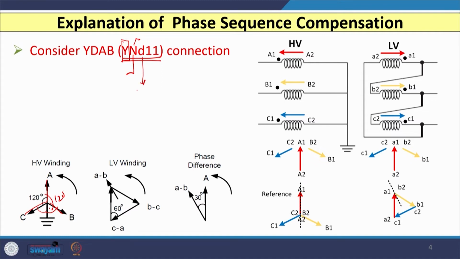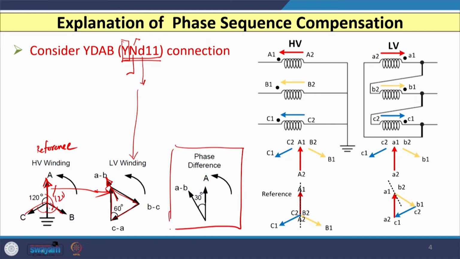So, the LV winding is connected in delta, and if you see the phasor of this, the phasor looks like this. If you compare this phasor, the HV winding phasor, which is normally considered as reference, with the LV winding phasor, then you can see that you will have the phasor diagram like this. And if I consider the HV winding phasor as the reference, then compared to that the LV winding phasor is leading by an angle of 30 degree. So, let us see how this is achieved or how this is possible.